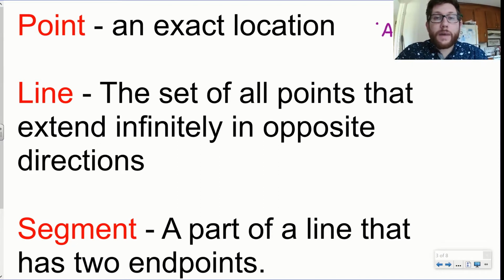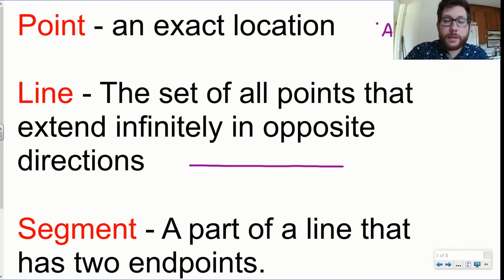Now, a line in geometry is a little different than maybe what you have thought of in the past as a line. A line can actually be expressed in terms of points. It's all the points that extend infinitely in opposite directions. When we think about lines, a lot of times we think of something straight that has two ends. But really a line, when dealing with geometry, has two arrows on the end because lines actually go on forever.